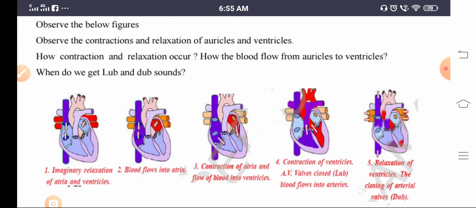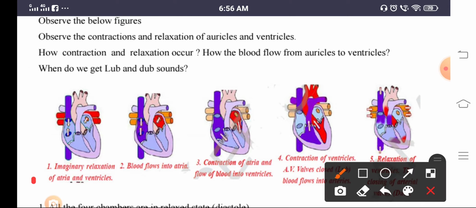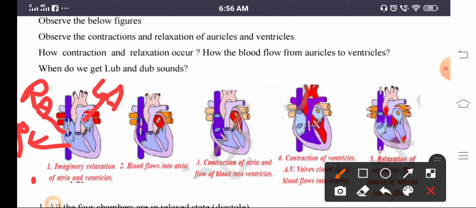Now the heartbeat consists of the following parts, and let us observe the contraction and relaxation of the auricles and ventricles. Already we know that our heart has 4 chambers: right auricle, right ventricle, left auricle, and left ventricle. The upper chambers are called auricles, and the lower chambers are called ventricles.